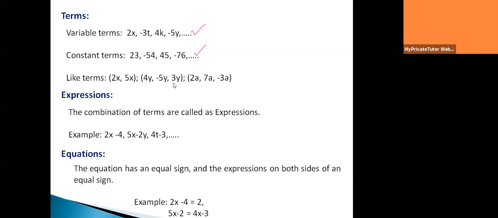Okay, so that's what like terms are. And what do you mean by expressions? I think I already told you. It's a combination of terms. It can be 2 terms, it can be 3 terms, it doesn't matter. For example, 4x minus 2 plus 3a, you can see that we have 3 terms: term 1, term 2 as a constant, and one more term.